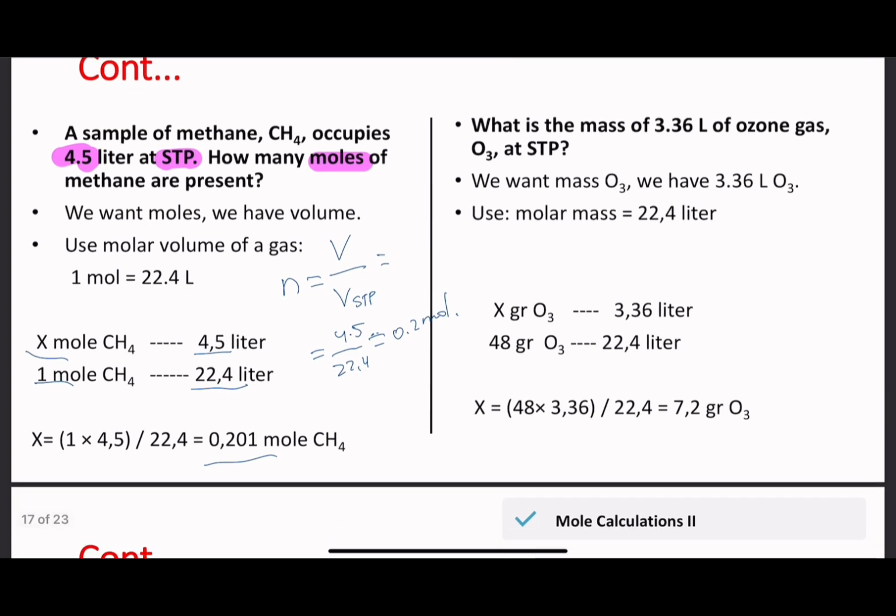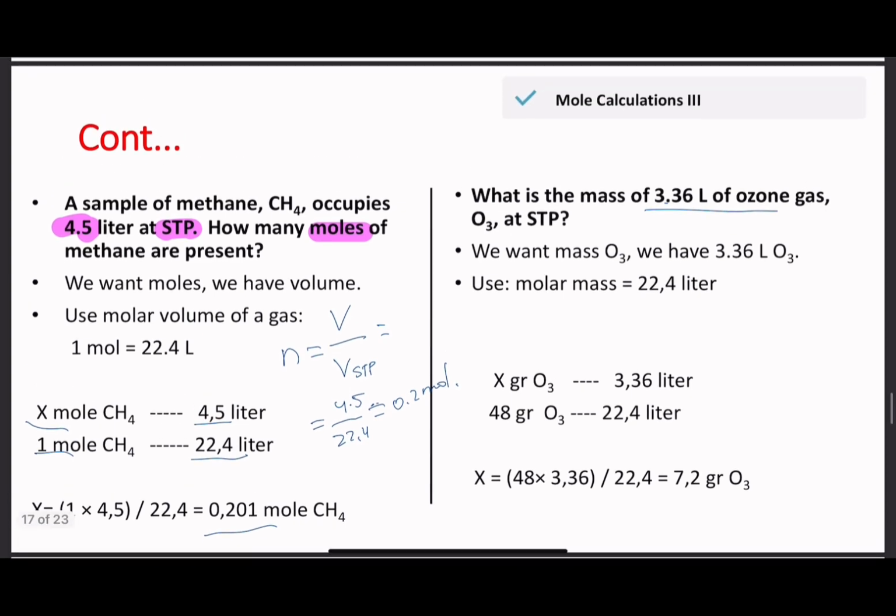So over here, what is the mass of 3.36 liter of ozone? Now look at this one. Because we're going to use this formula, from V given and V STP we'll get the mole number. And then using that mole number, you can find the mass of this because you know the molar mass, right?